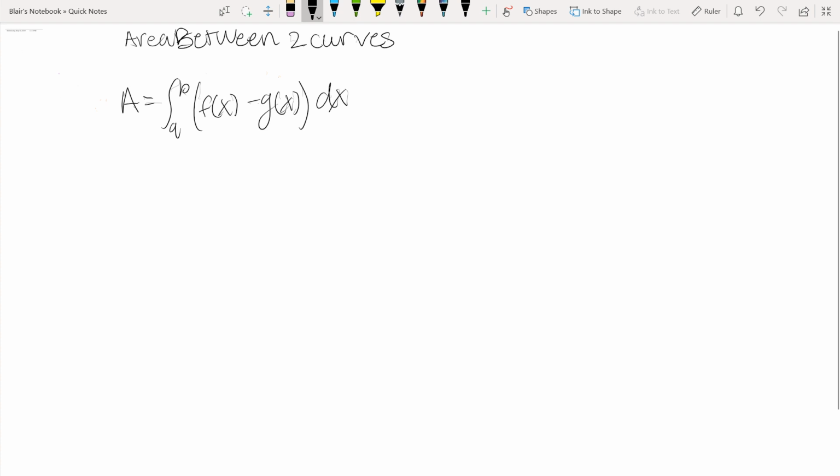So this would be like, say, this is f of x, this is g of x. I'm trying to find it on the interval a to b. We'd be finding right here. F of x is always the upper function. So we're trying to find the area under this curve, subtract the area under this curve, to find the area between right here.